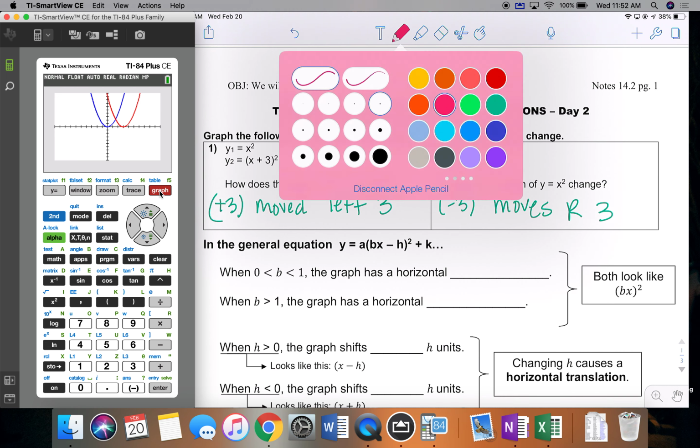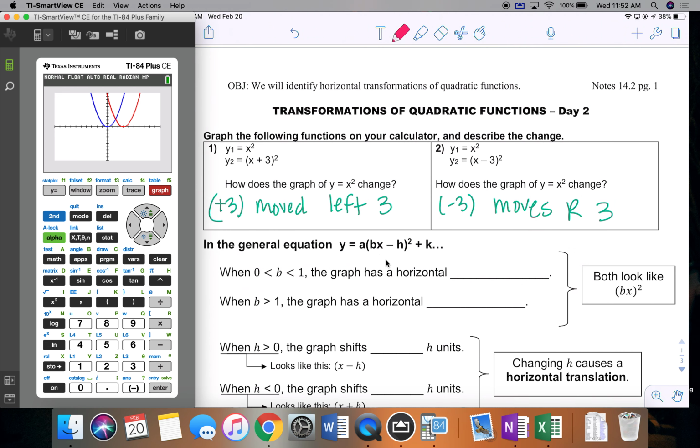We have a general equation that we used yesterday, on day 1: a(bx minus h) squared plus k. If b is in between 0 and 1, we're going to look at that. So we have an x squared, and we're going to make up something, like 0.25, which is in between 0 and 1. So 0.25x squared. What happens is it has a horizontal change.